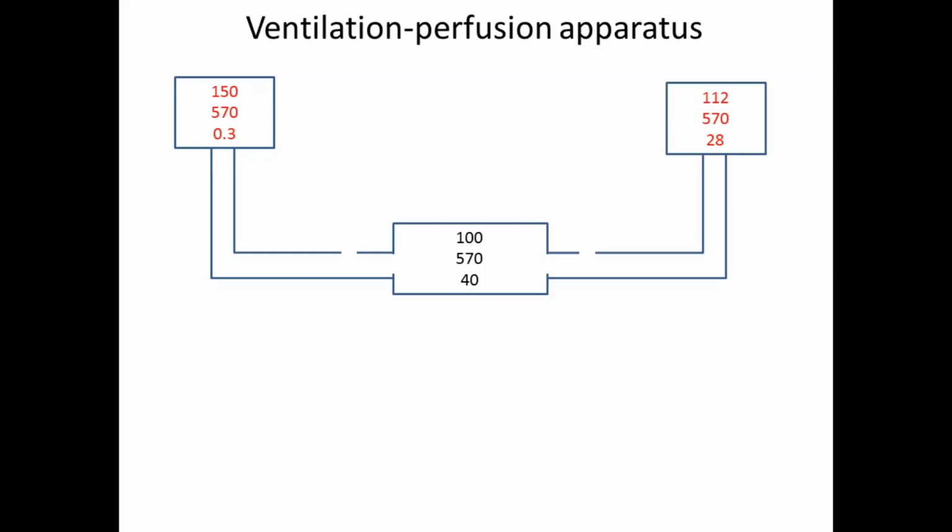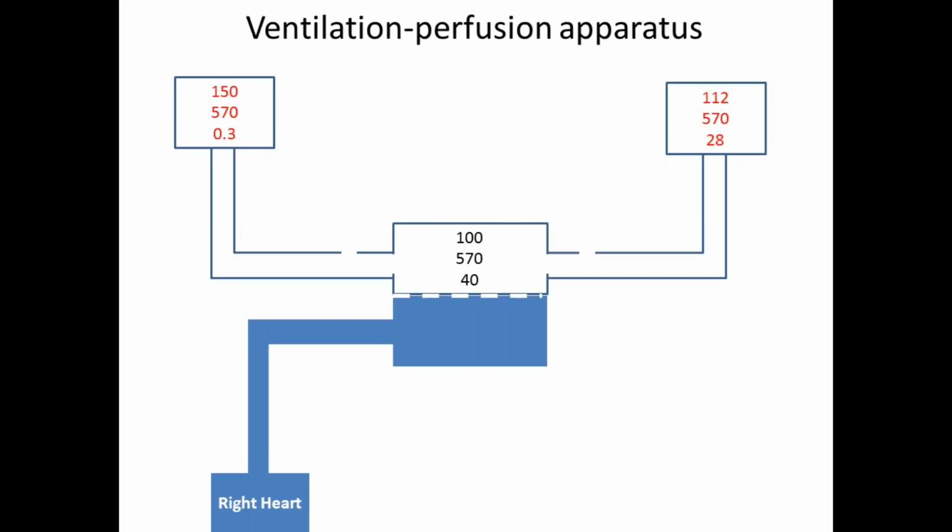And then you exhale with a little bit higher oxygen than the alveoli, because it's mixed back now in the dead space, so you have a little bit higher oxygen, 112, and nitrogen is the same, 570 millimeter mercury, and now you have 28 millimeter mercury of CO2 exhaled out. And now you have the right heart, the perfusion part of the apparatus. The right heart is pumping the blood through the pulmonary artery, and now you have the blood in the alveolar capillaries, and the blood goes back to the left heart.